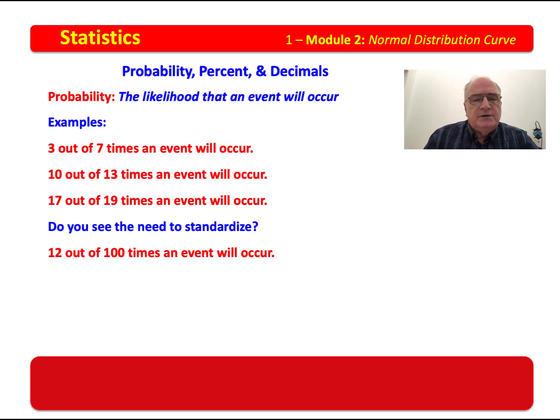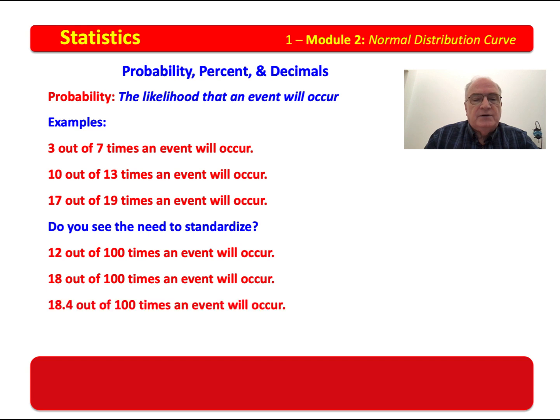Like 12 out of 100 times an event will occur is very easily compared to 18 out of 100 times an event will occur, or 18.4 times out of 100 an event will occur. It makes the comparison easier when we standardize. We like using 100 as the base because our entire financial system is based on 100. It's based on 1 penny, or 100 pennies equals $1. And all of that is in base 10, which is even nicer, and it makes it very easy for us to use.